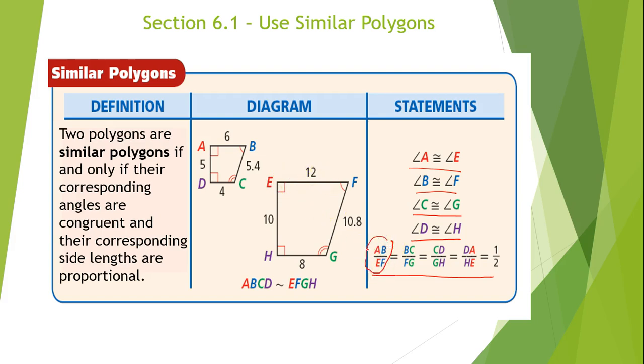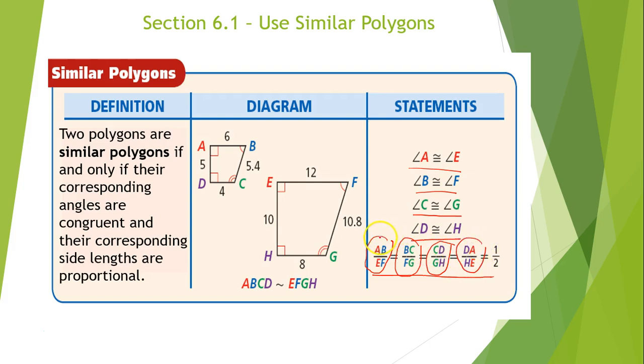So AB and EF, write as a ratio right here, AB over EF. If these two figures are similar, then this proportionality statement will be equal to this first one. So AB is proportional to EF, and then BC and FG, put that as a ratio, then CD and GH, that's right here, and then DA and HE.